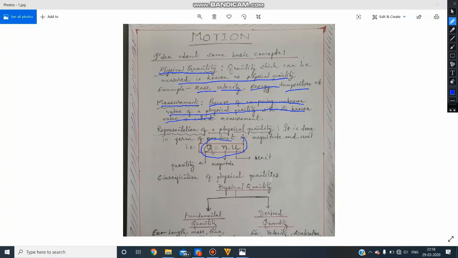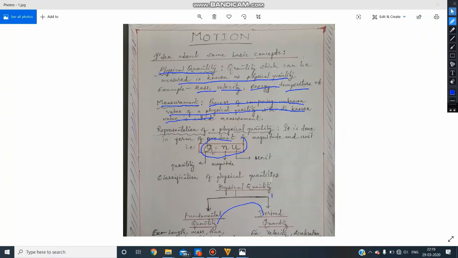After that, we'll discuss the classification of physical quantities, which is done in two categories. One is fundamental quantities and the other is derived quantities. Fundamental quantities are those quantities which do not depend on any other quantity. And derived quantities are those quantities which depend on fundamental quantities.